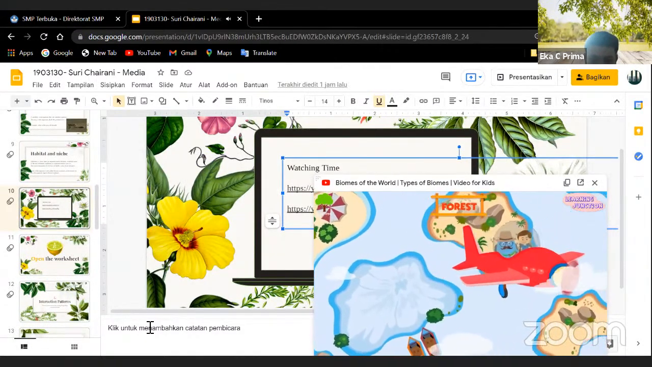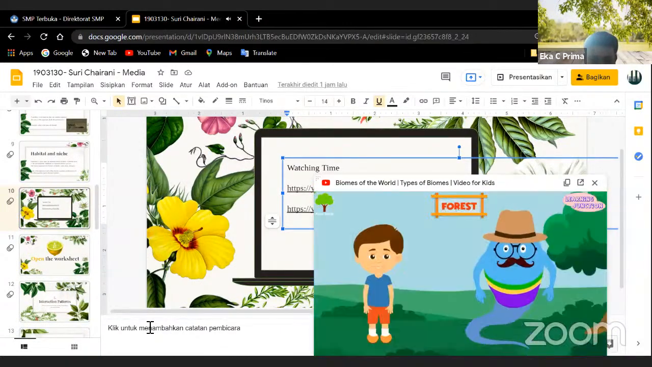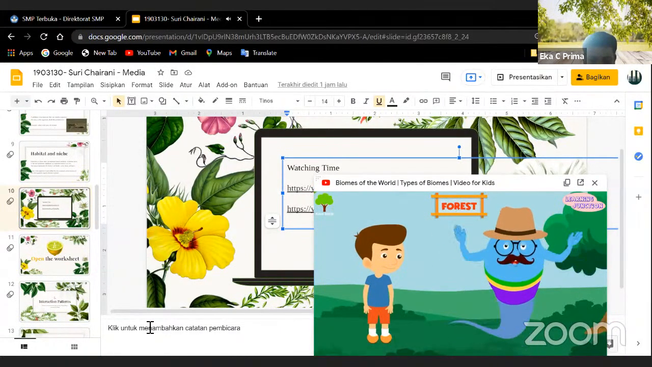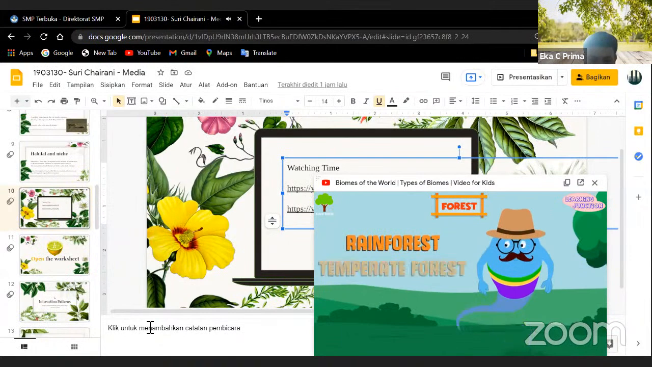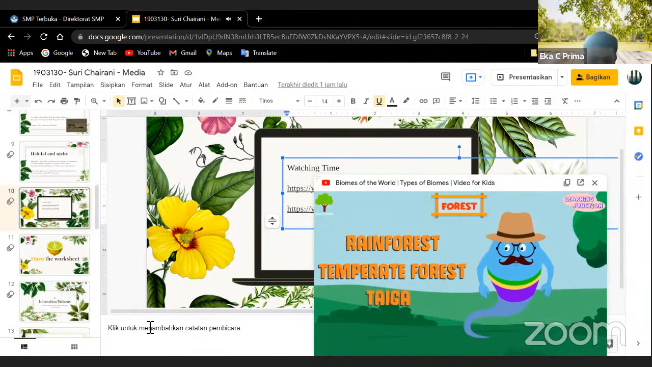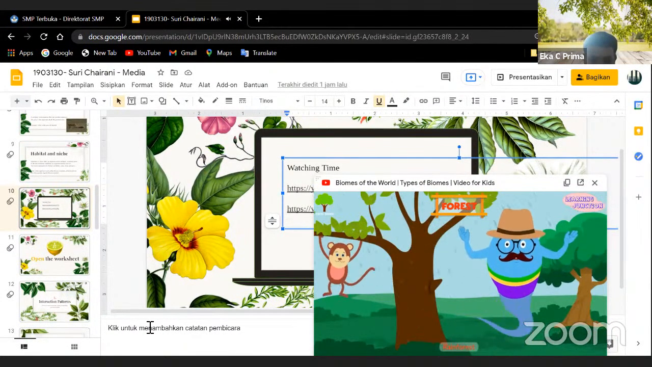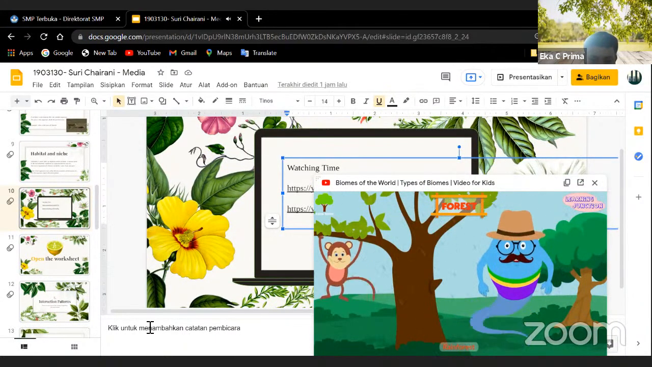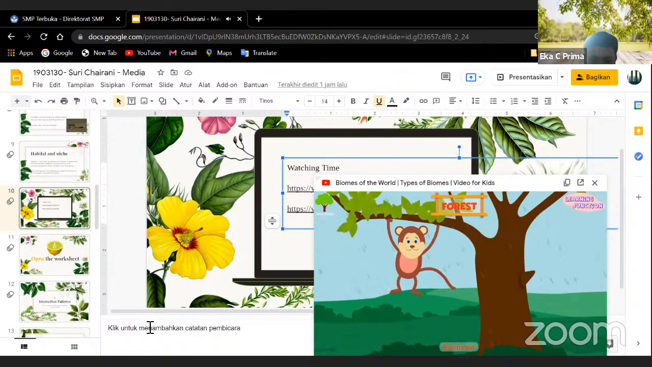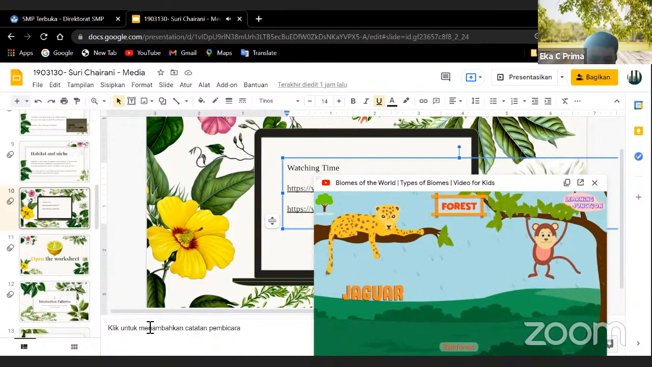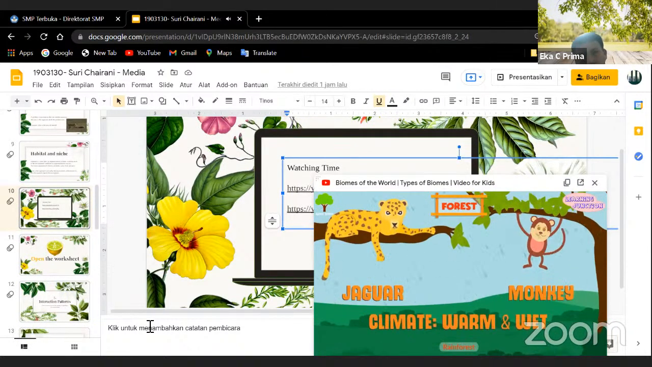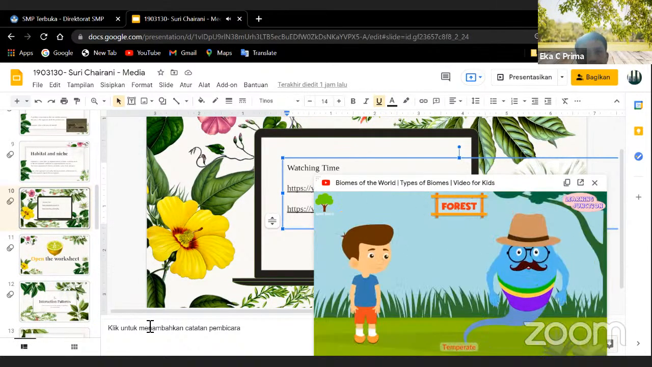Now we're going towards the forests. There are 3 types of forest biomes: the rainforest, the temperate forest, and the taiga. More than half of the world's species of animals and plants are found in the rainforests. Look at that cute monkey. Jaguars and monkeys, etc., can be seen here. Climate is typically warm and wet.